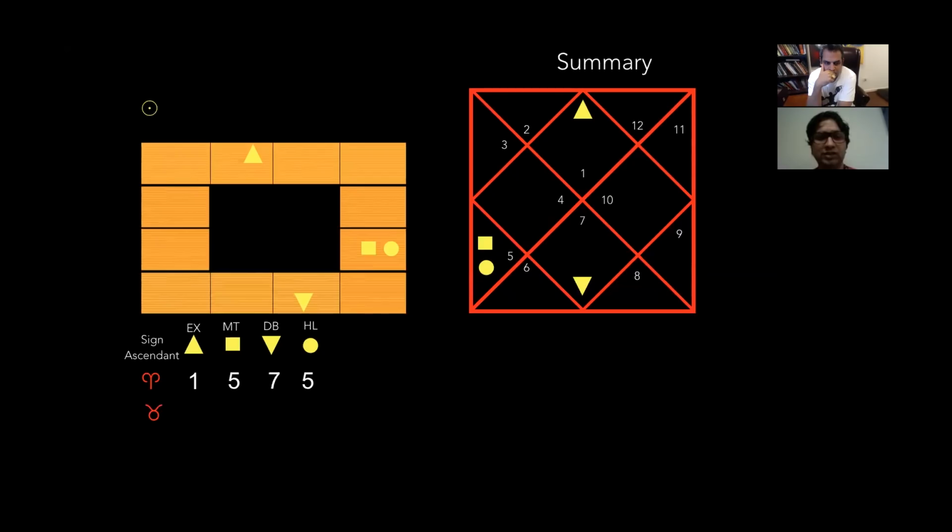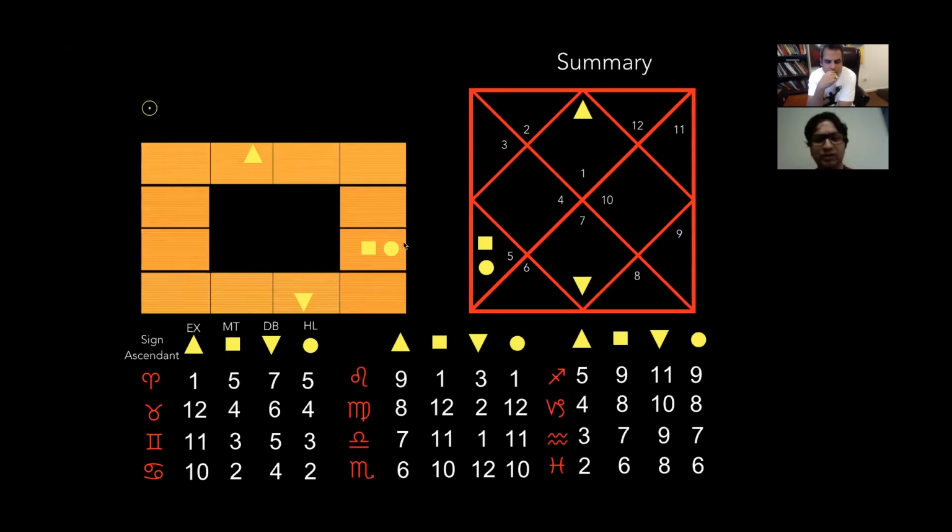Now, if you change the ascendant to Taurus, you get a new set of numbers, which is 12, 4, and 6, based on Taurus ascendant. So now you have a new set of house numbers with respect to the ascendant. And you can do the same set of operations for the rest of the signs. You can make Gemini the ascendant, Cancer the ascendant, and get these house numbers. And so on for the rest of the signs as well.